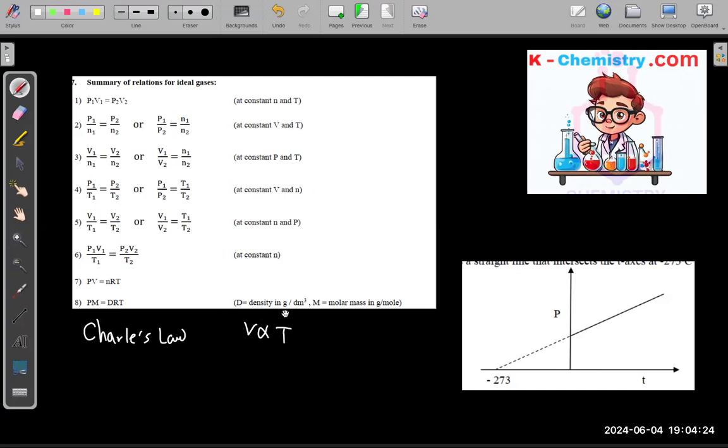Boyle's law is the relationship between the pressure and the volume. The pressure of a fixed amount of gas is inversely proportional to its volume. If you increase the volume, the pressure will decrease. If you decrease the volume, the pressure will increase. I think this will be all.